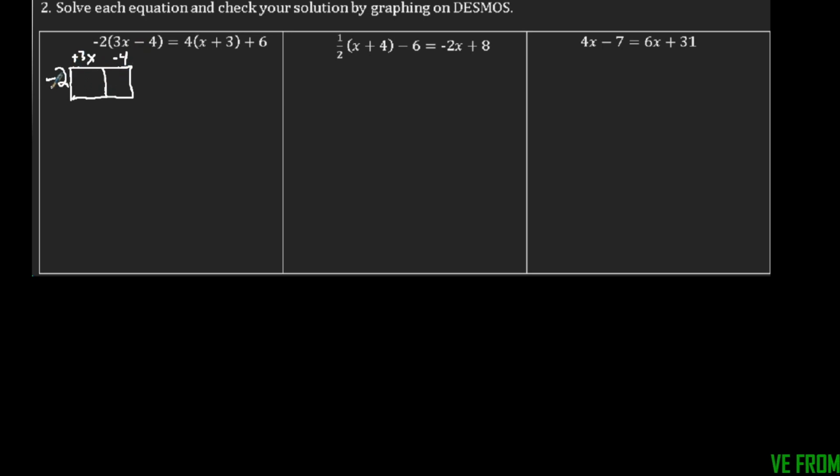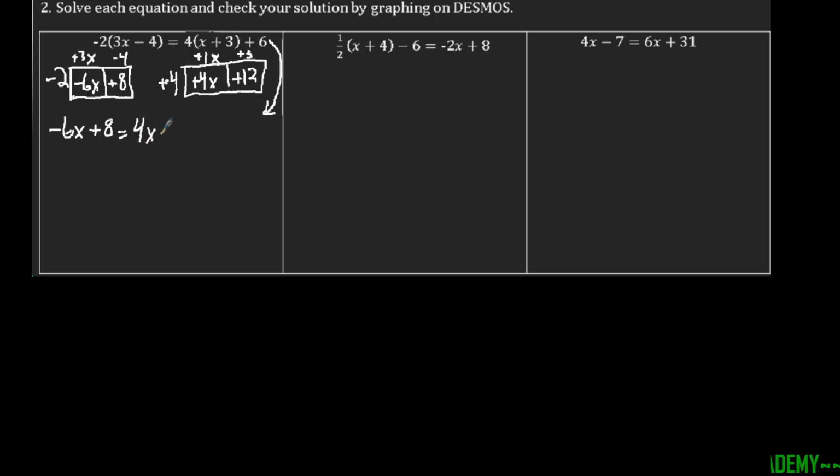So I can multiply. I have negative 2 times 3x is negative 6x. And I have negative 2 times negative 4 is positive 8. Similar idea on the right side, I have a positive 4 on the outside, and on the inside of my parentheses, I have a positive 1x and a positive 3. Just make sure that you're not forgetting about that 6, which we'll bring down here in a second. So I have positive 4 times 1x is positive 4x, and positive 4 times positive 3 is positive 12. And so now what I can write underneath is negative 6x plus 8 equals 4x plus 12 plus 6.